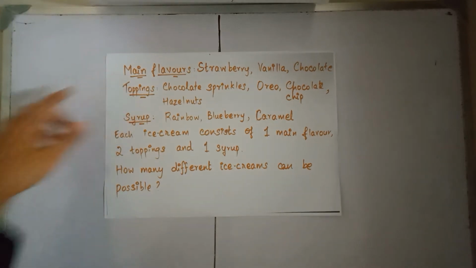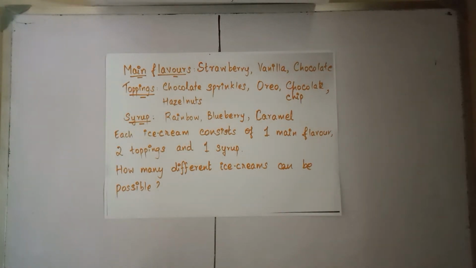In main flavor, we have strawberry, vanilla and chocolate. In toppings, we have 4 different options: chocolate sprinkles, Oreo, chocolate chip and hazelnuts. And in syrup, we have rainbow, blueberry and caramel, 3 options. So the question wants us to find out how many different ice creams are actually possible.